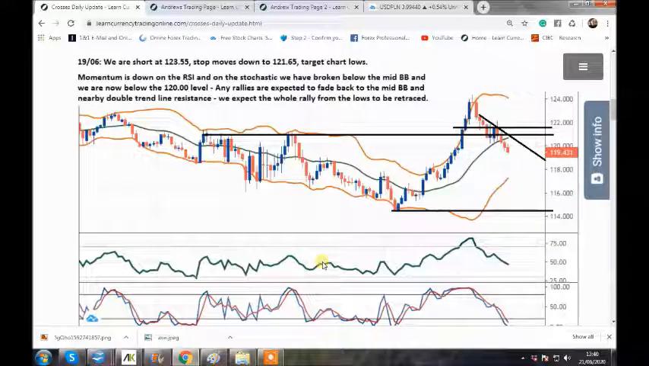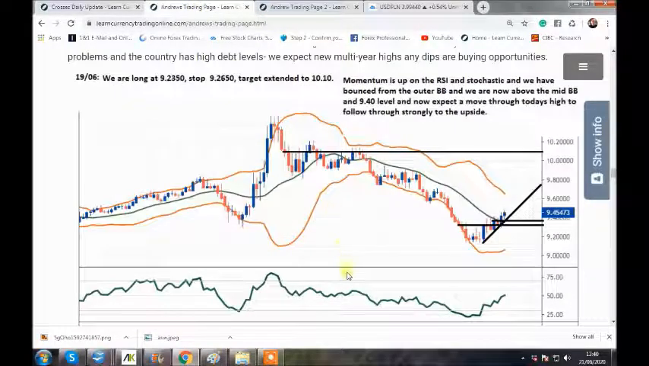EURJPY, I really like the look of this setup, and yeah, I've loaded more in. It's one of my biggest exposures at this moment in time. Now let's go and take a look at some euro correlated currencies, and we're going to start here.